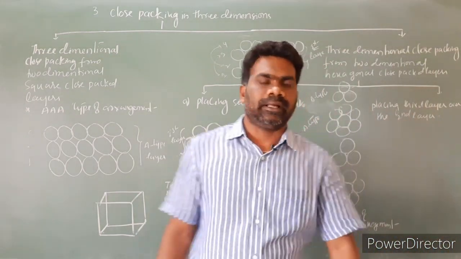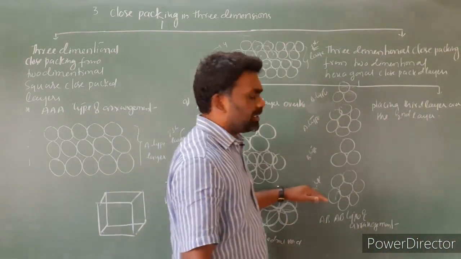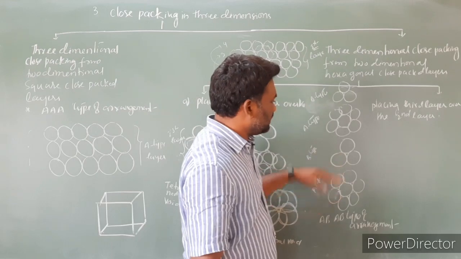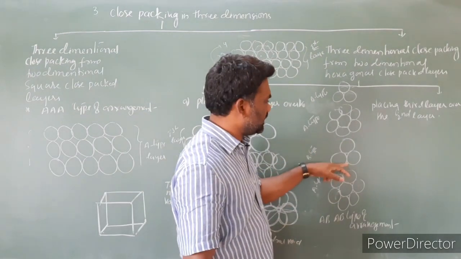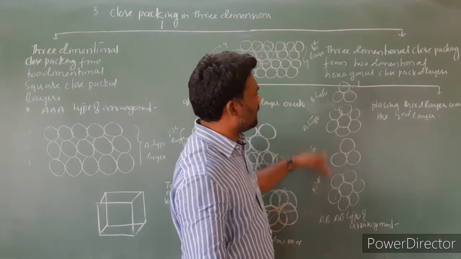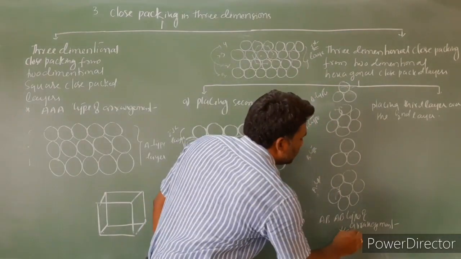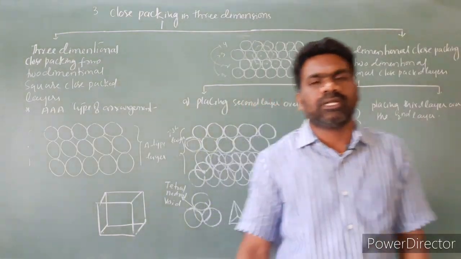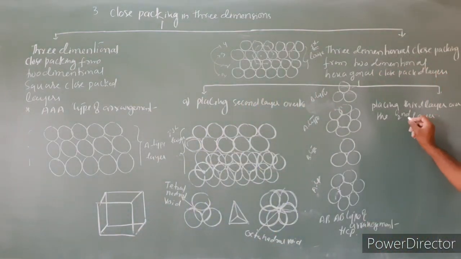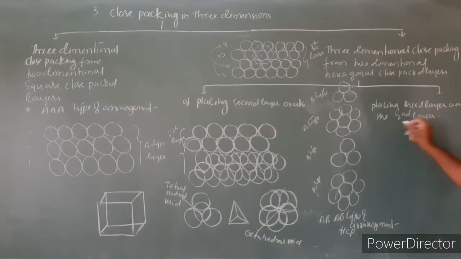AB type of arrangement. So this is the A type layer. From the one layer A type, the second layer is B type. Three spheres will be there. Here is A type, B type, A type, B type, like this AB type of arrangement. This structure is HCP, hexagonal close packing.